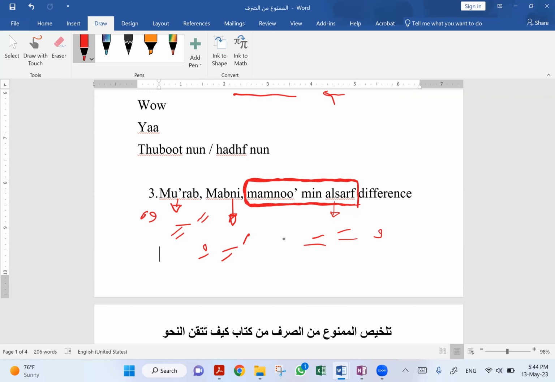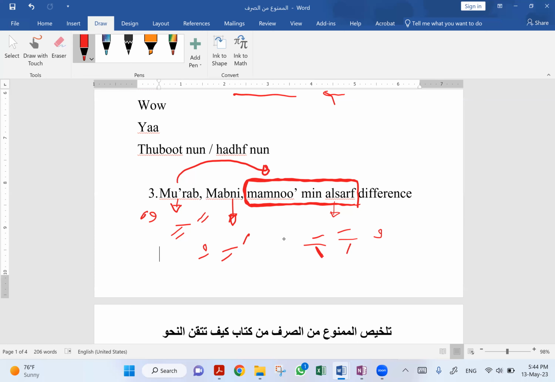So the mamnu' min as-sarf, when it comes to nasab or jar, they both take a fatha. So this is the whole difference. Do you see where the difference is between mu'arab and mamnu' min as-sarf? Just this part where the fatha in the jar status is a fatha and not a kasra. That's where the big difference is. So once you understand this, then other words you can see why they're not called mamnu' min as-sarf, like we will see.